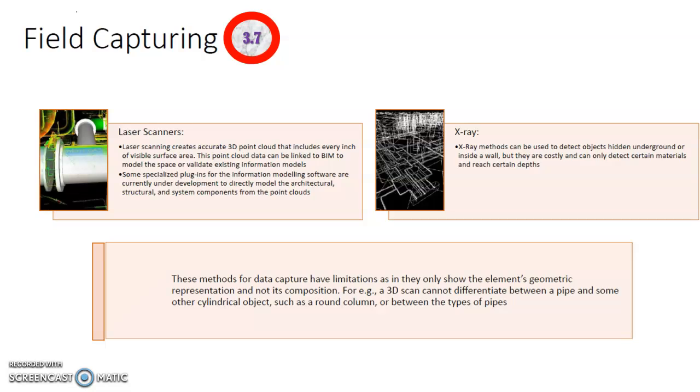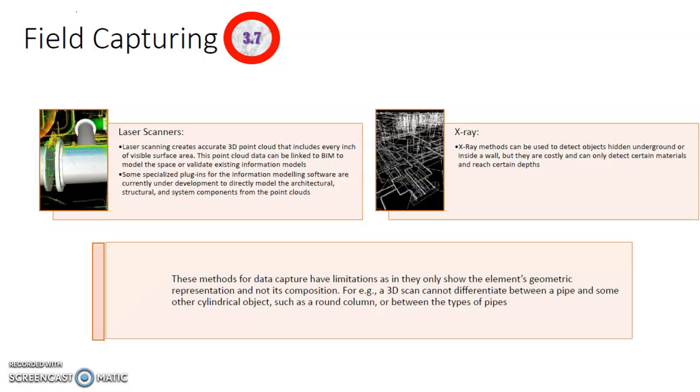Another example is the use of X-ray. X-ray methods can be used to detect objects hidden underground or inside a wall. However, they are costly and can only detect certain materials and reach a certain depth.